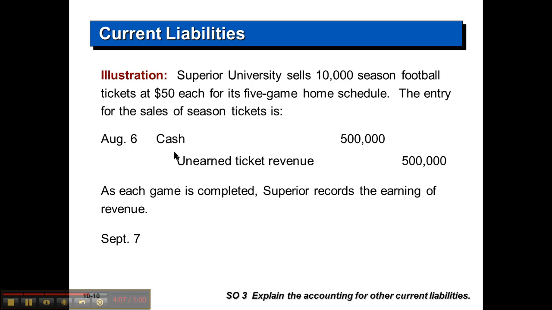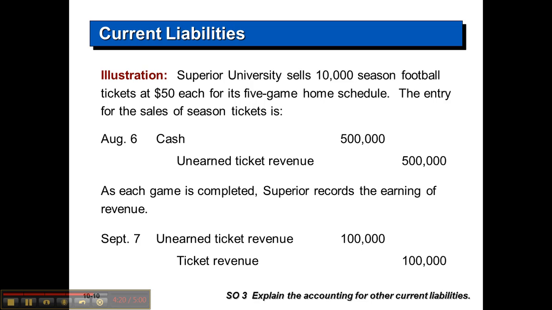Now, when each game is played, then we will go ahead and journalize an adjusting entry to record how much of that unearned revenue has now been earned. So we'll take it out of the liability account, unearned revenue, $100,000, into our ticket revenue to reflect how much was earned in that period.